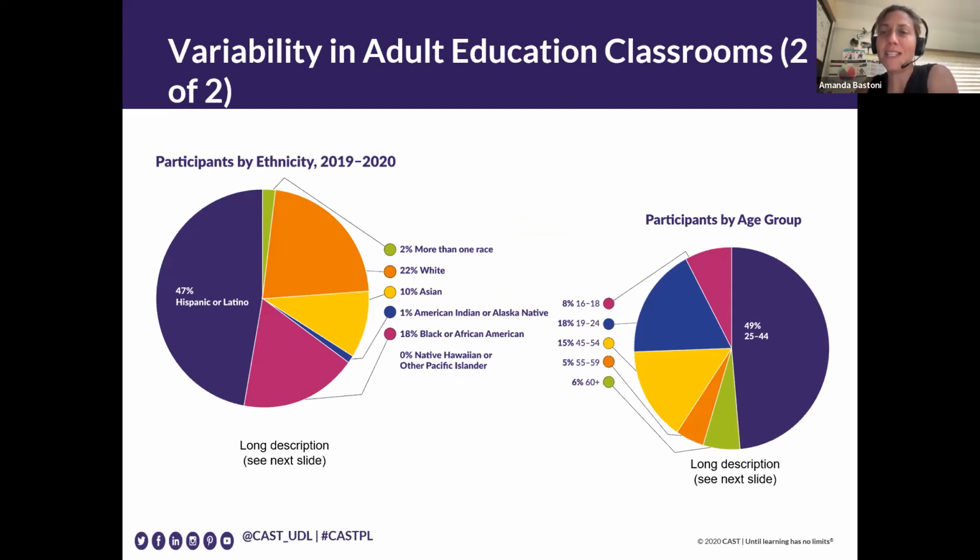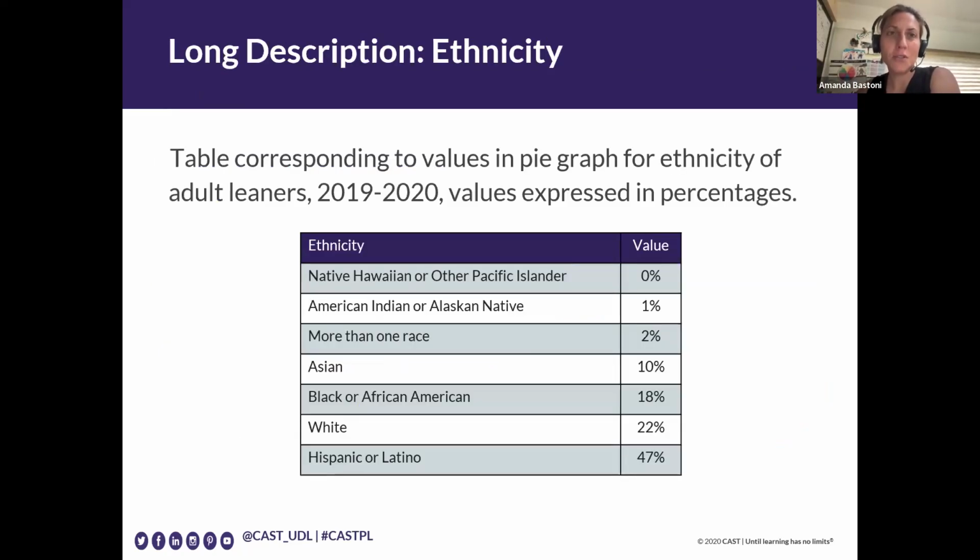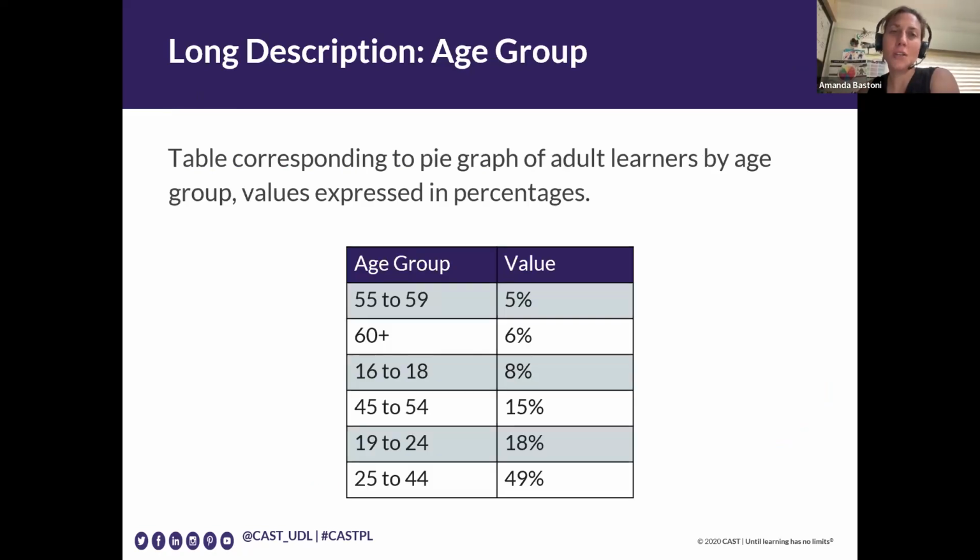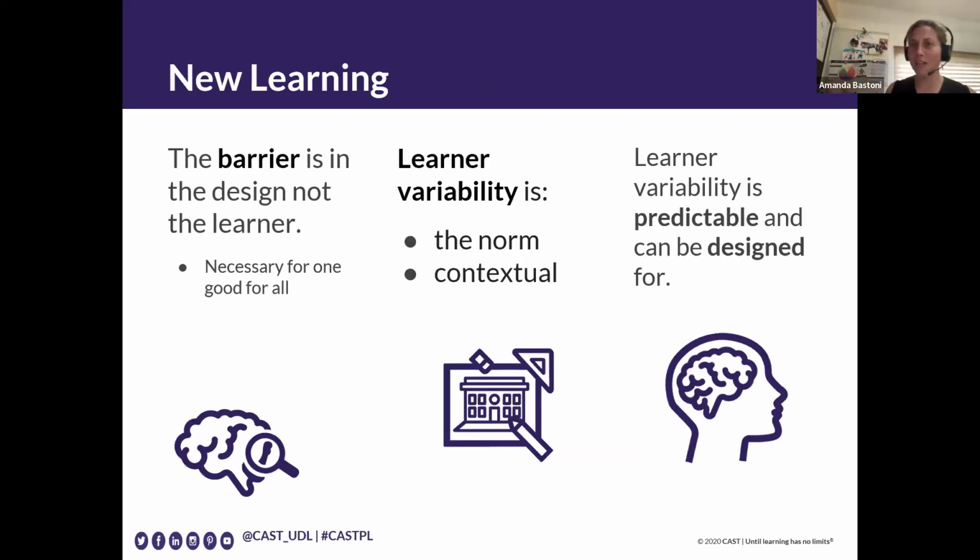So I am fascinated to see if anyone wants to weigh in. I've heard from adult educators that we have higher proportions of 17, 18, 19, 20-year-olds in our classrooms post-COVID, so these numbers might look a little bit different, but we're bringing to light in these modules the variability that's really happening in our adult education classrooms. And here is the long description for ethnicity and our long description for age group data from those graphs, pie charts.